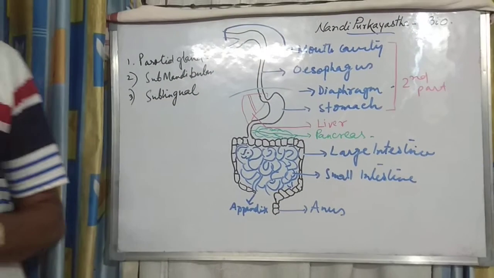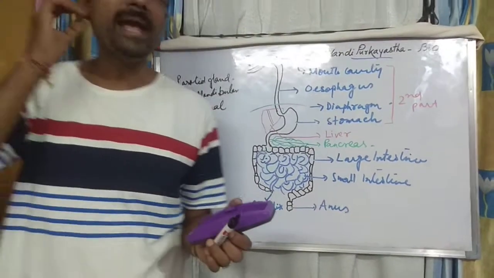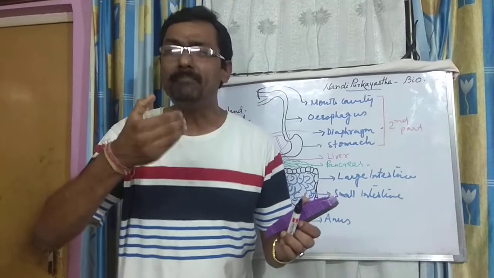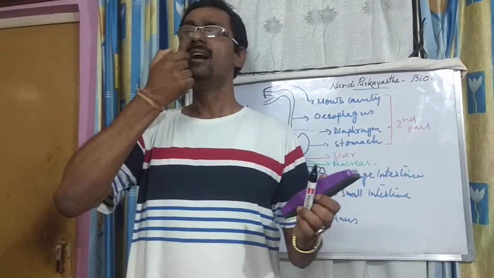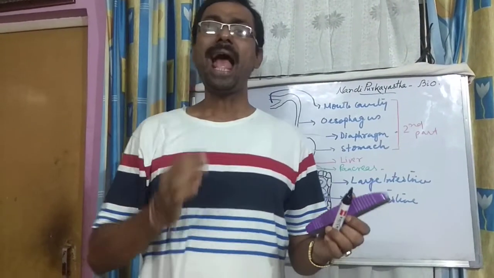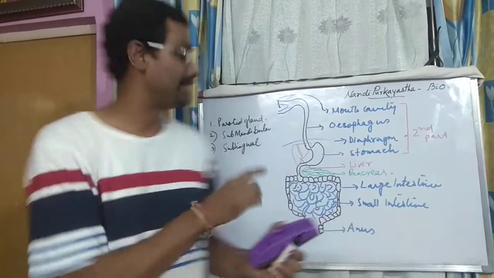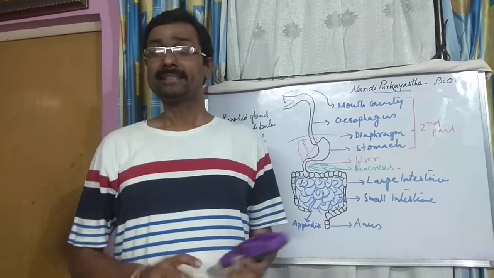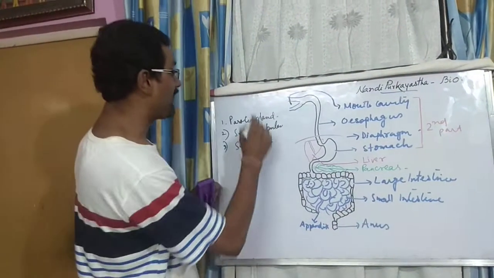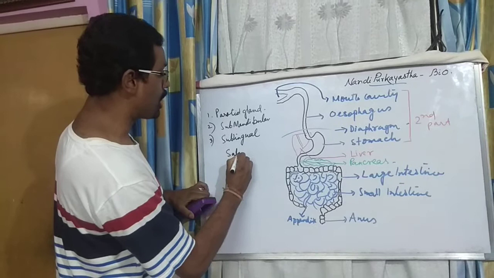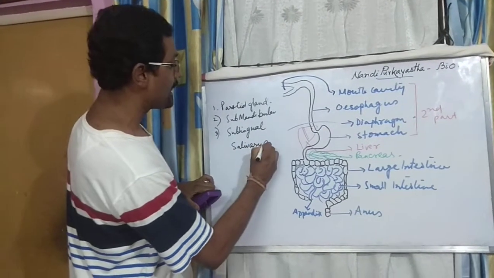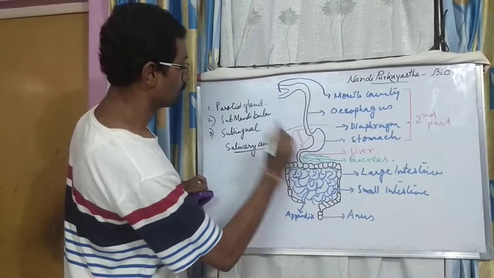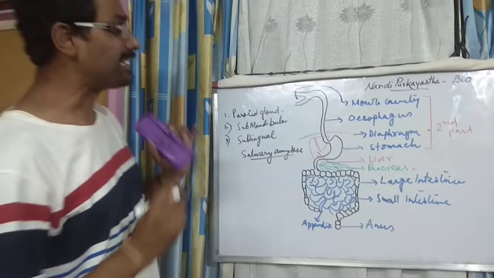In the case of the parotid gland, the gland remains below the ear. Then comes the submandibular, which is deep in the jaws. And the sublingual is below the tongue. They secrete an enzyme. They are the salivary glands. The enzyme is called salivary amylase. So what does it do?